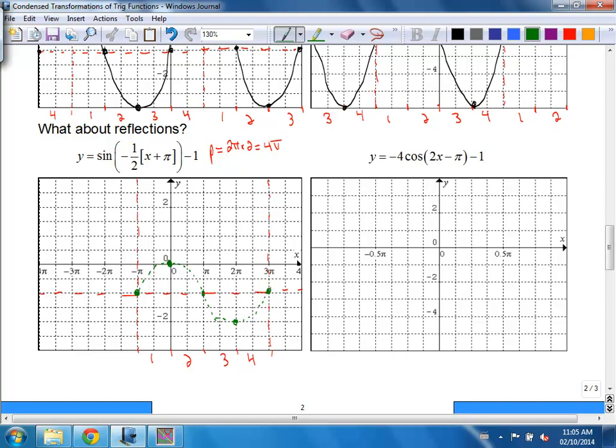Okay? So how do we do the reflection? Well, there's a couple of ways you can interpret that. The first one is that this reflection makes left go right and right go left. Everything horizontal is backwards.